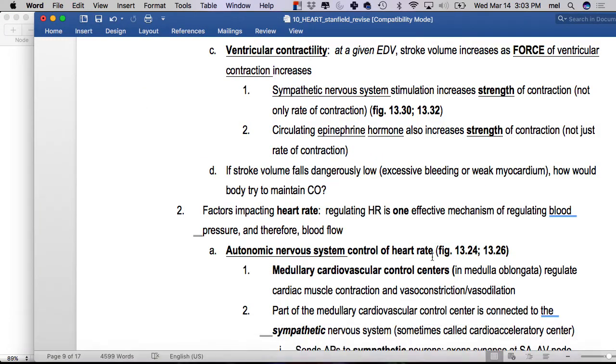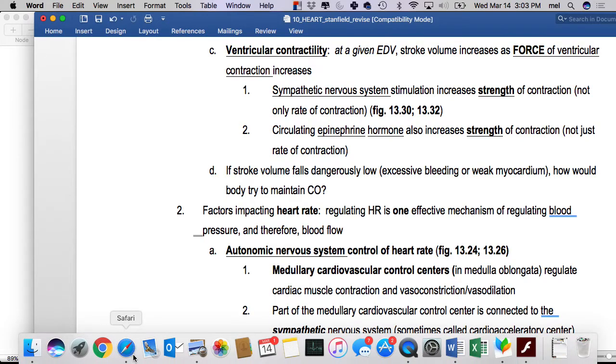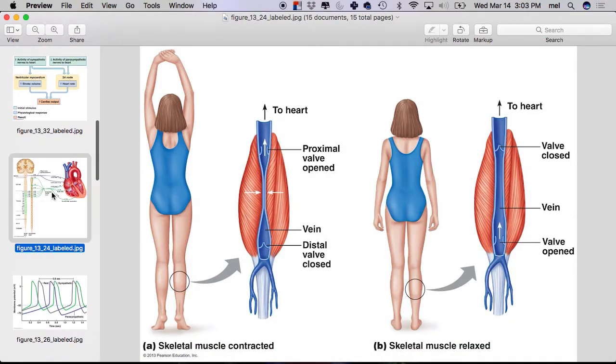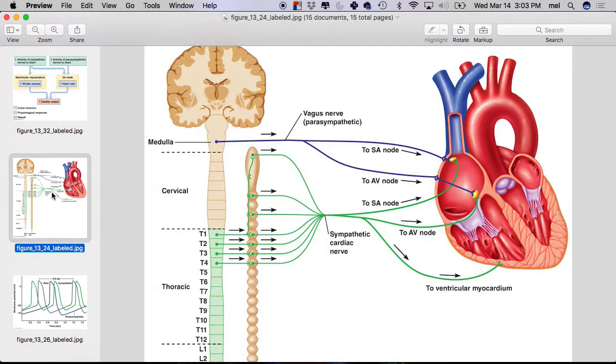What ventricular contractility is: hold EDV constant. Don't change the volume, but stimulate the wall of the ventricle with the sympathetic nervous system. And you may or may not have already learned, but the sympathetic nervous system doesn't just increase heart rate, it increases strength of contraction and therefore stroke volume because of the way that the sympathetic nervous system is hooked up. So let me show you the sympathetic nervous system hookup.